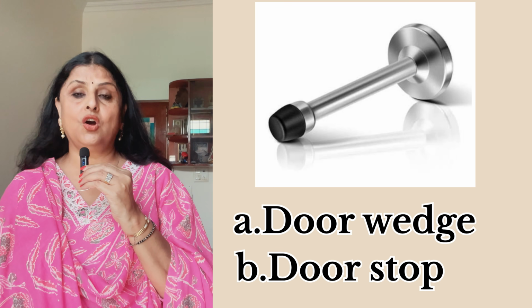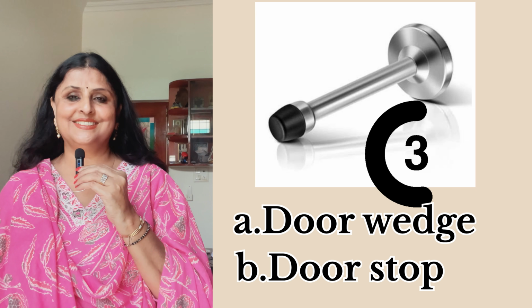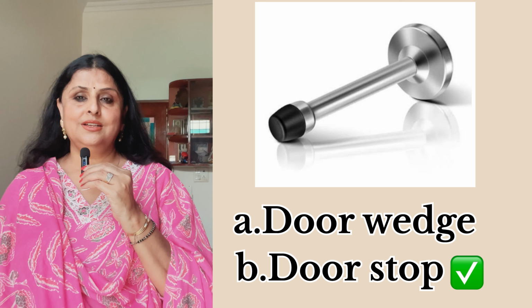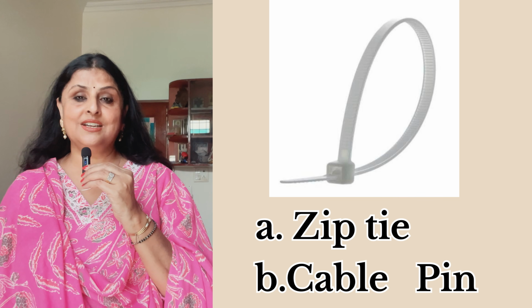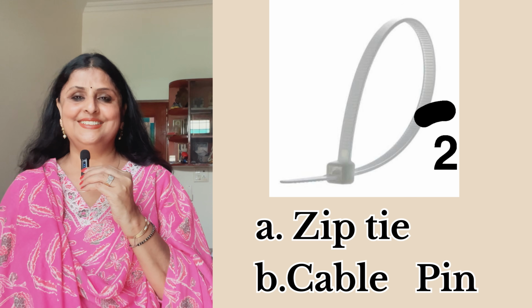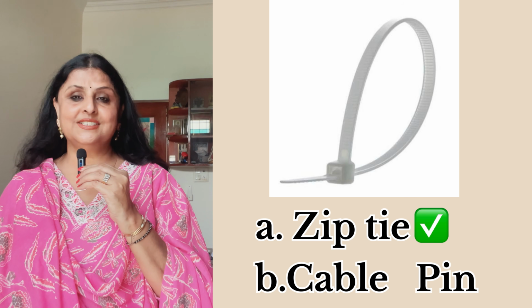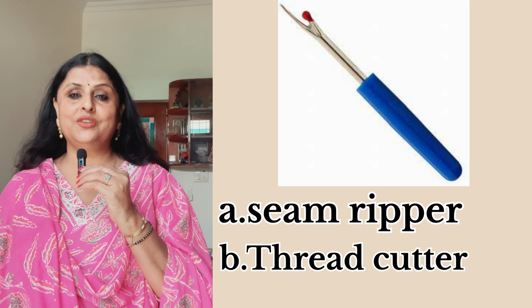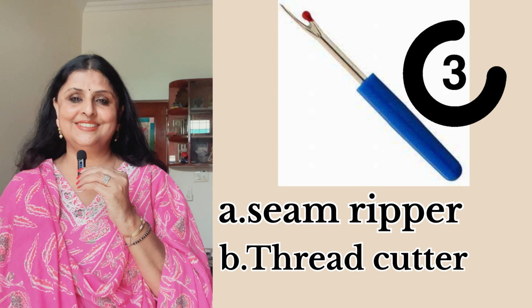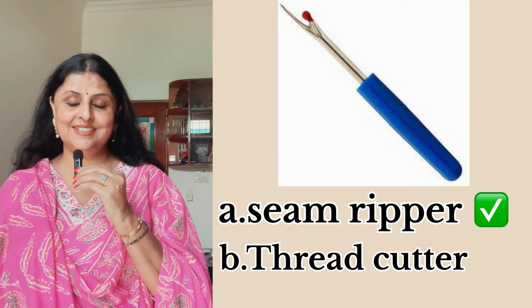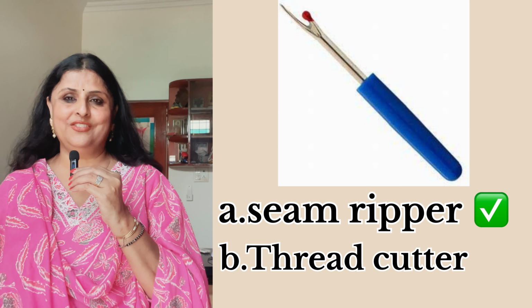What is this called? A door wedge or door stop? Stop. This is a zip tie or a cable pin. A zip tie. This is a seam ripper or thread cutter. A seam ripper. Absolutely perfect.